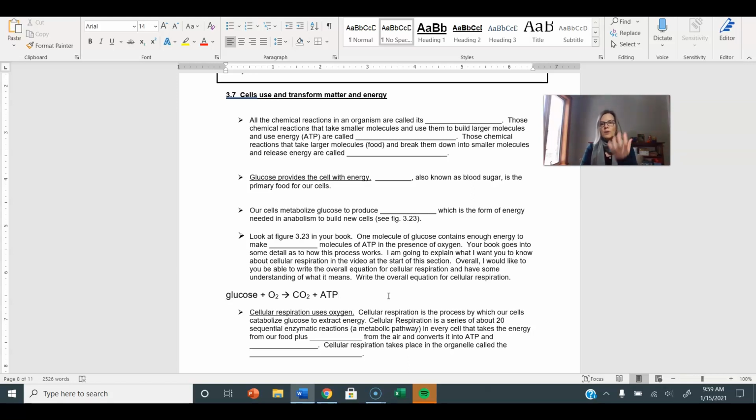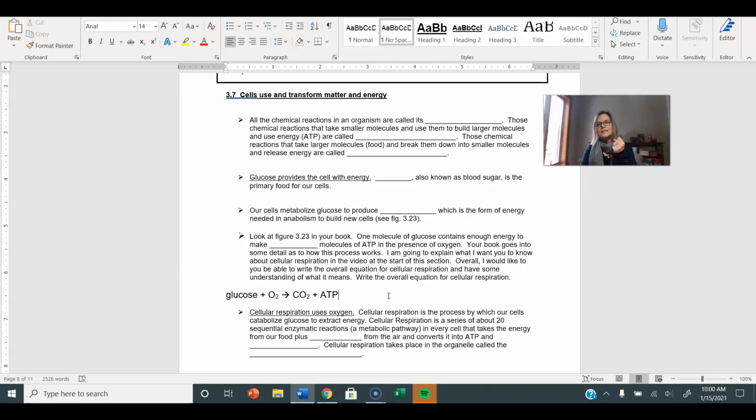Glucose, we said, is a carbohydrate. It's a monosaccharide. It's our blood sugar. It's what our cells use for energy. Oxygen, we breathe it in. We need to do that for this metabolic pathway. And we said there's more than 20 enzymes involved in this, where the energy from glucose is converted into ATP. Hopefully by now you've gotten the point that ATP is kind of that energy currency for cells.